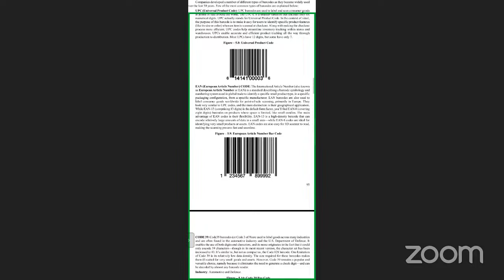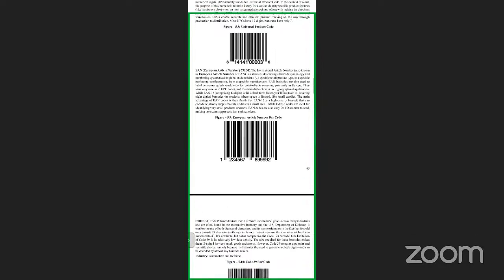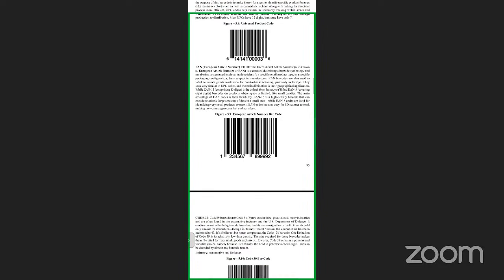And they look very similar to UPC codes, and the main distinction is the geographical application. EAN consists of 13 digits, which is the default form factor. You will find EAN-8 where space is limited, like small candies. The main advantage of EAN codes is their flexibility, and EAN-13 is a high density barcode that can encode a relatively large amount of data in a smaller area.